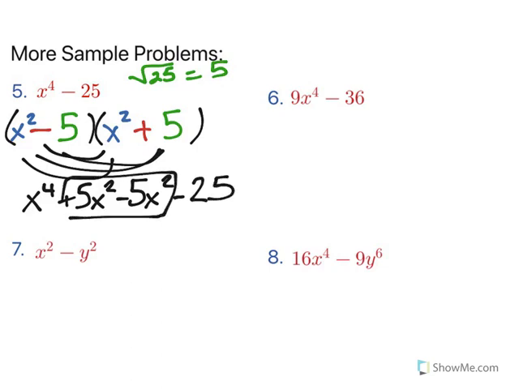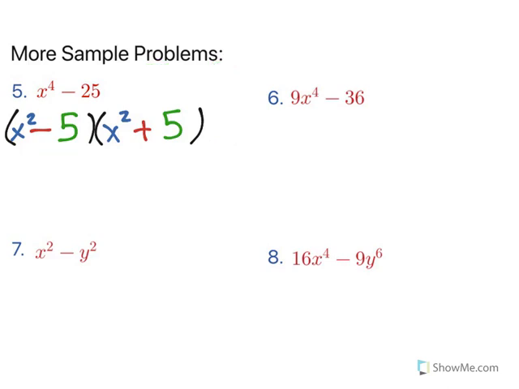Our middle terms are like, and they would cancel out because one is a positive 5x squared and the other is a negative 5x squared. Therefore, our work has been checked, and we have the correct work. Let's look at problem 6.